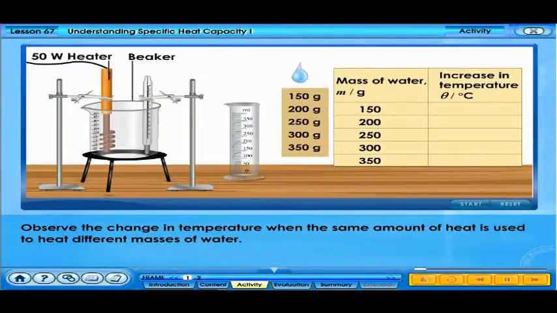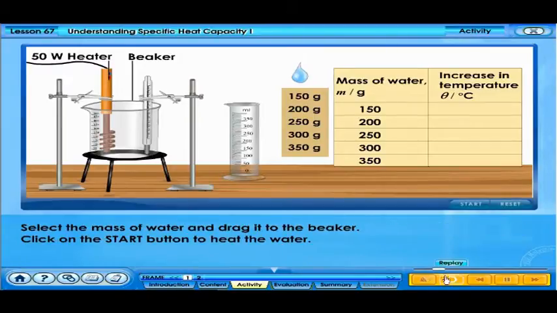Observe the change in temperature when the same amount of heat is used to heat different masses of water. Select the mass of water and drag it to the beaker. Click on the Start button to heat the water.